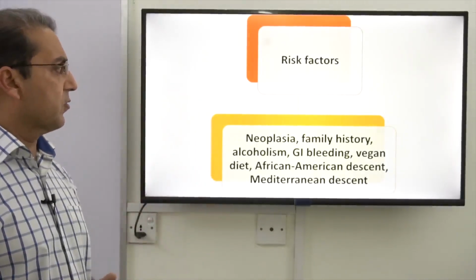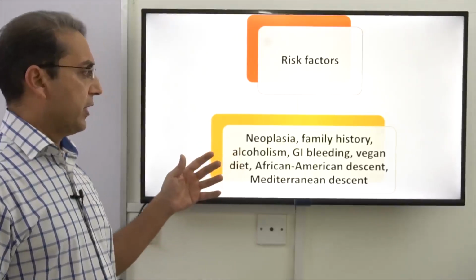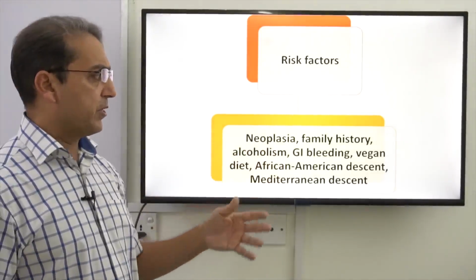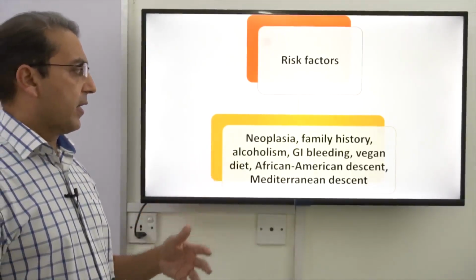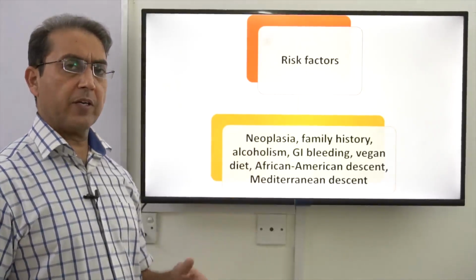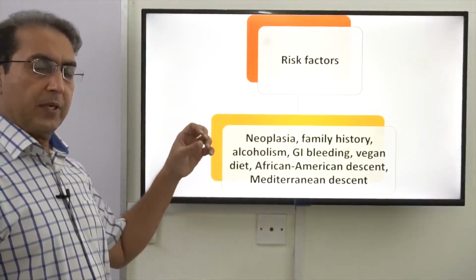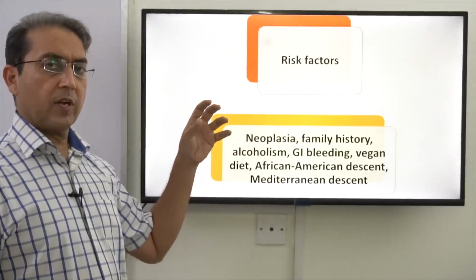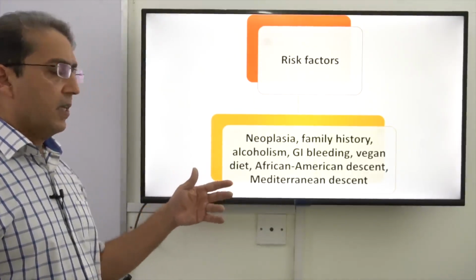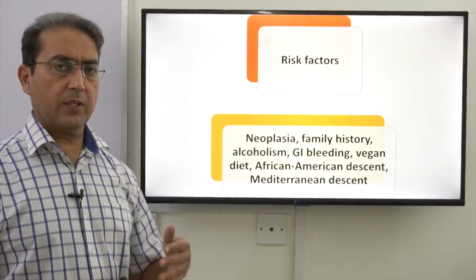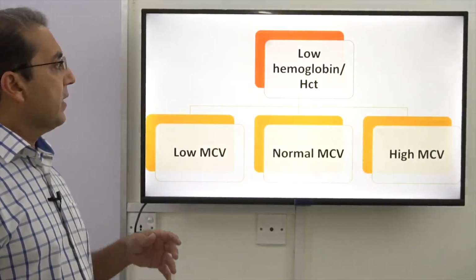Now, what are the risk factors for anemia you should look for? Malignancies, family history, alcoholism, GI bleed, patients who are totally on a vegetable diet, African American patients, and patients of Mediterranean descent. One should look for the presence of these factors. They may be contributing to the development of anemia. For example, patients of Mediterranean descent may have more thalassemia and sickle cell anemia, particularly the Africans.